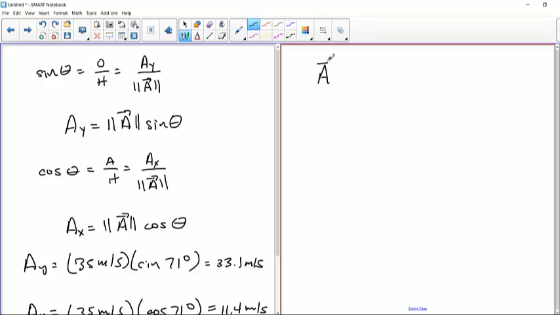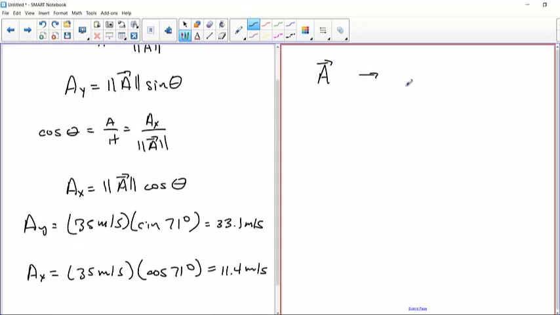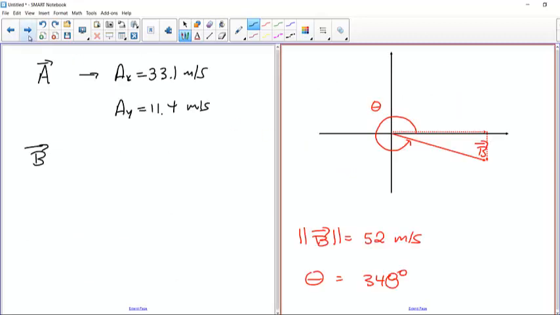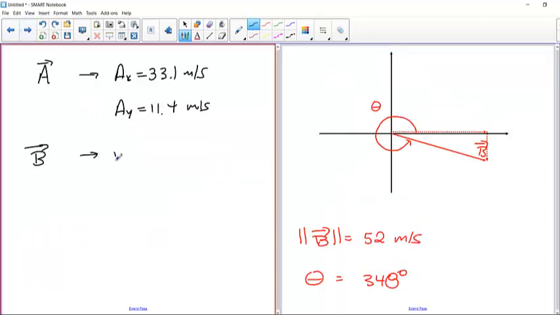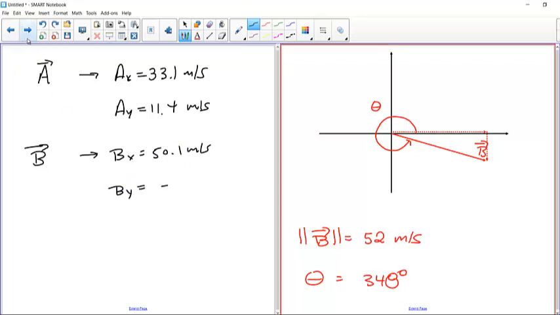So if we had vector A that consisted of two components, let's write those down. So you've got A sub x equals 33.1 meters per second, and A sub y is equal to 11.4 meters per second. We had vector B over here, so the x component was 50.1 meters per second, and the y component is negative 10.8.